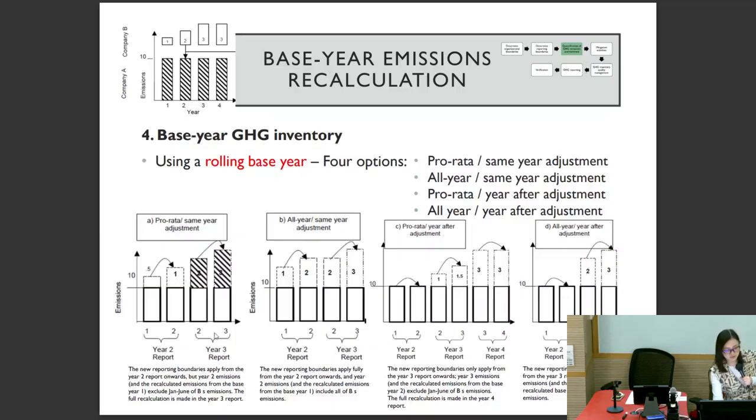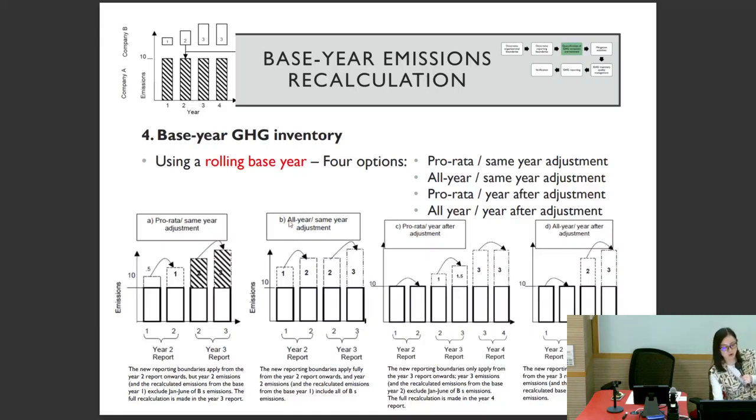And then in the year 3 report, year 2 is the base year, not year 1, so you can forget about year 1. So in year 3, company A wholly owned company B from the first day of the year to the end of the year. So we will be using 100%, adding 3 to 10. And then for the base year, which is now year 2, also 100%, so adding 2 to 10. So this is the pro rata same year adjustment.